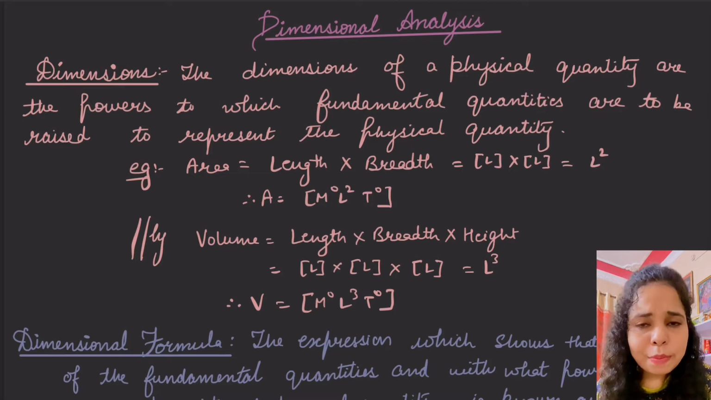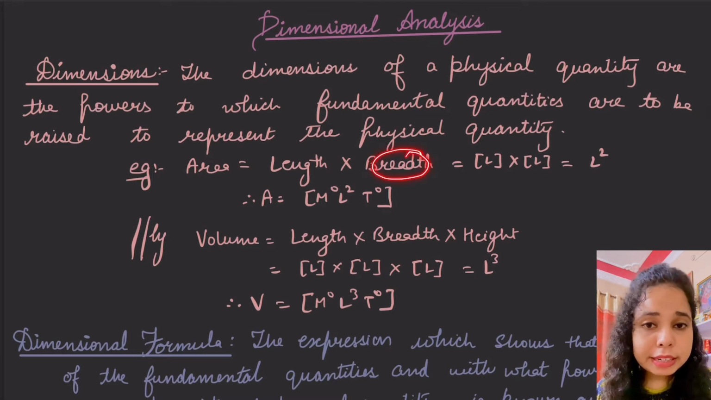Let us take one example, the example of area. We know the formula for area is length into breadth. To find the length, we measure along one direction, and to find the breadth we measure along the other direction, but in both cases we are measuring length. So area contains length 2 times. Therefore the dimensional formula for area is length into length, that is L square.